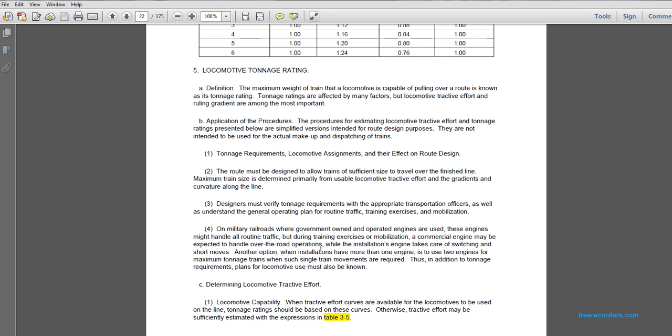4. On military railroads, when government-owned and operated engines are used, the engines must handle all routine traffic during training exercise and mobilization. Commercial engines may be expected to handle over-the-road operations when the installation engine takes care of switching, short moves, and any other operation options. When the installation has more than one engine, use the two-engine maximum tonnage where single train movements are required. In addition to the tonnage requirements, plans for the locomotive use must also be known.